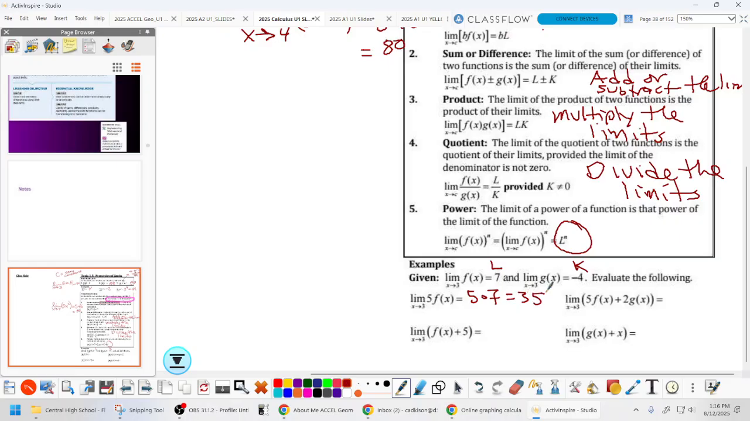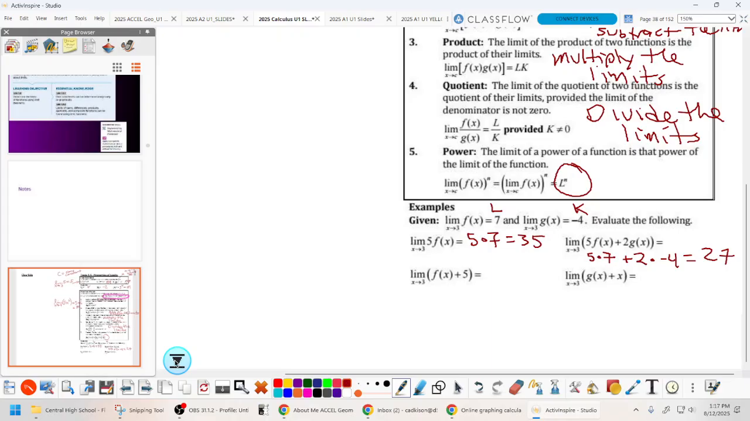Alright, next one. So now we combine that property, but also we have a sum. So what did it say? The sum or difference property. Just add or subtract the limits, right? Except we have a 5 and a 2, so this is 5 times 7 plus 2 times negative 4. So 35 minus 8 is 27. So that was combining two properties, scalar multiple and sum.